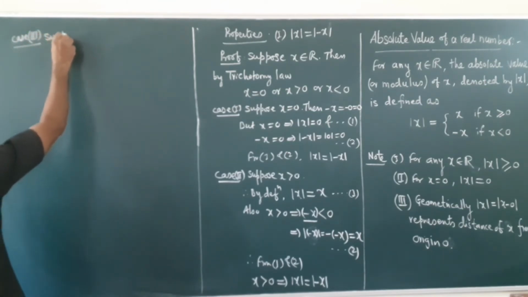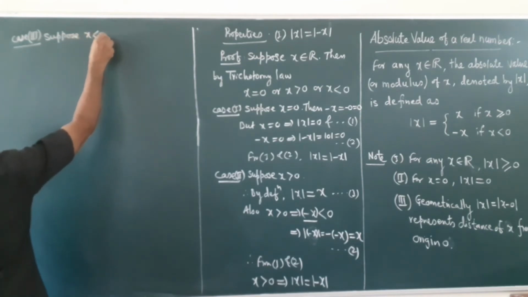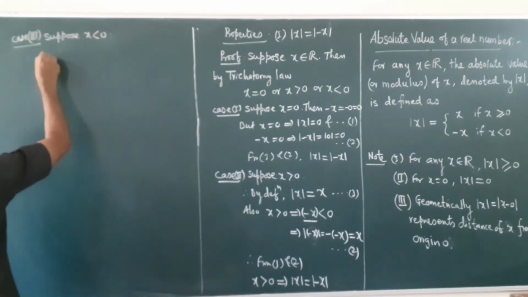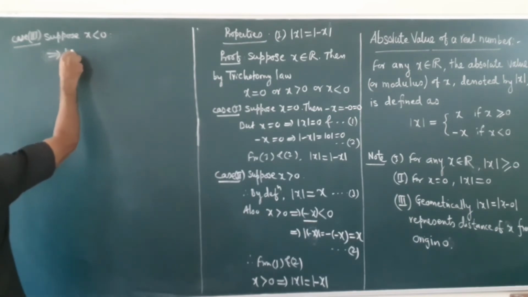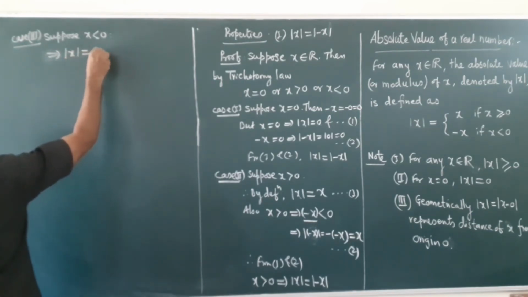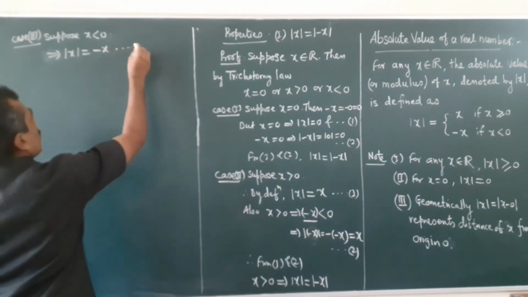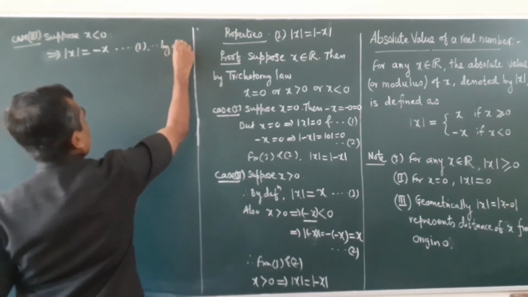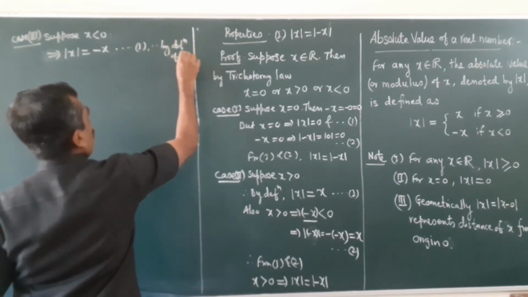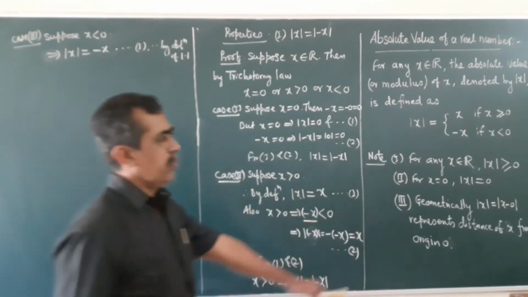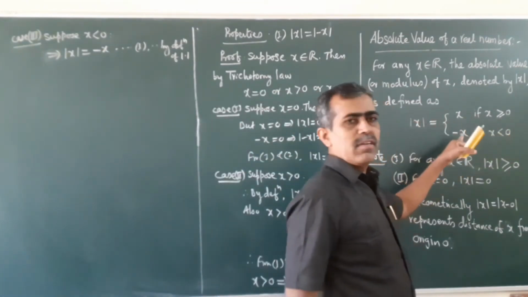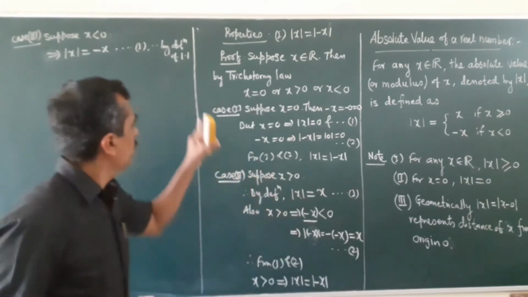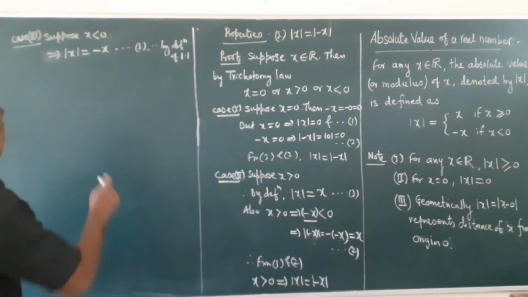Suppose x is less than 0. Therefore, by definition, x less than 0 means mod of x is equal to minus of x. So this is number 1. By the definition of mod, if x is negative, mod of x is the negative of x. Negative becomes positive.